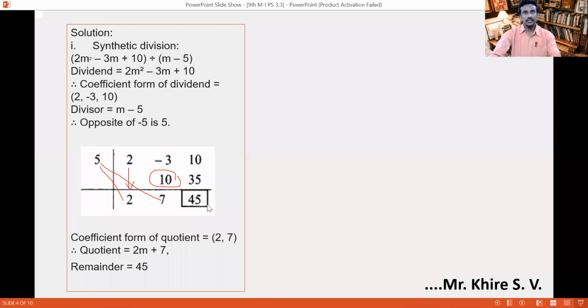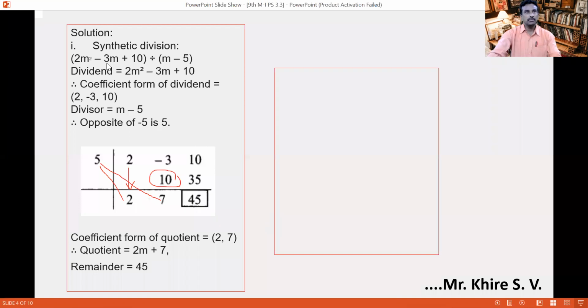Write it down in the box. 45 is the last number, which is the remainder of the division. Therefore, the quotient is 2m plus 7 and the remainder is 45. Got it? Okay, this is the synthetic division method.